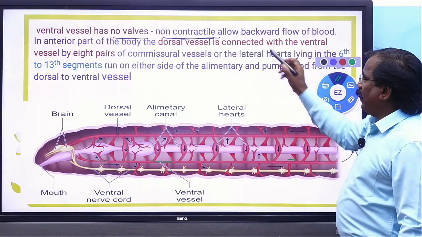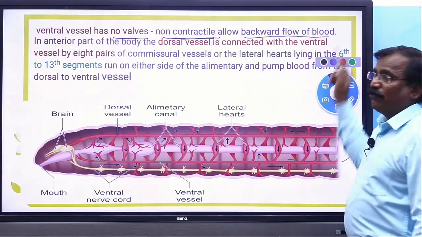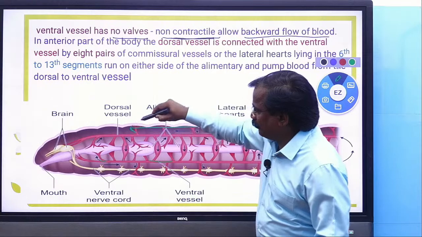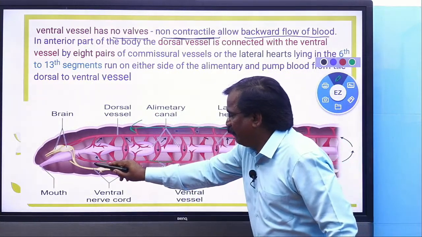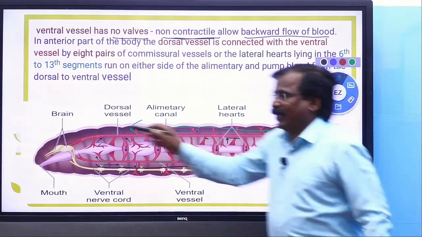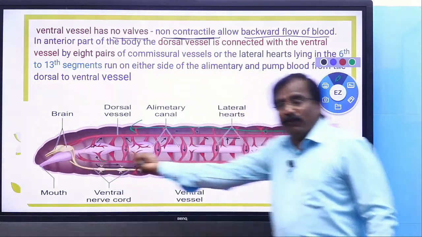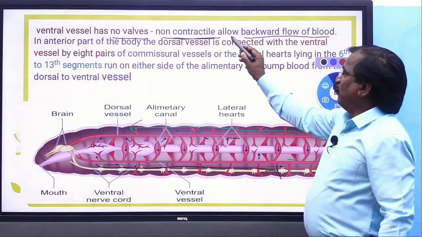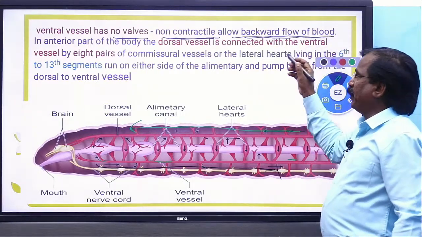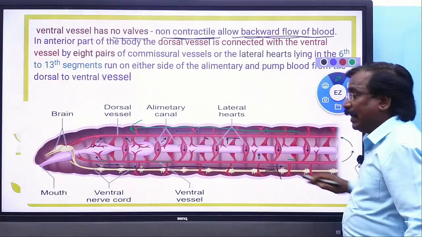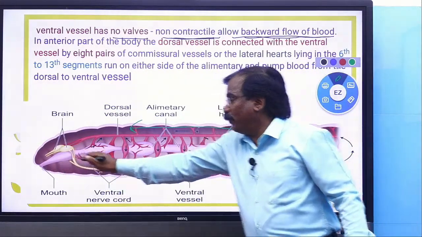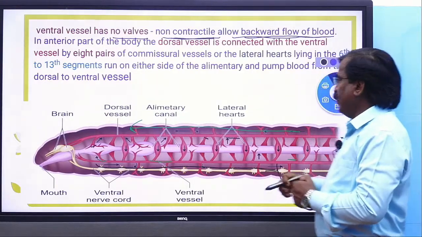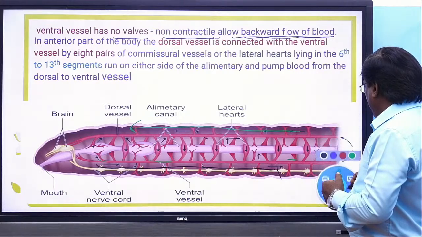And it allows the backward flow of the blood. So listen, the dorsal vessel carries blood in the forward direction, and the ventral vessel in the backward direction, from anterior to posterior. That's all. The next is very important.